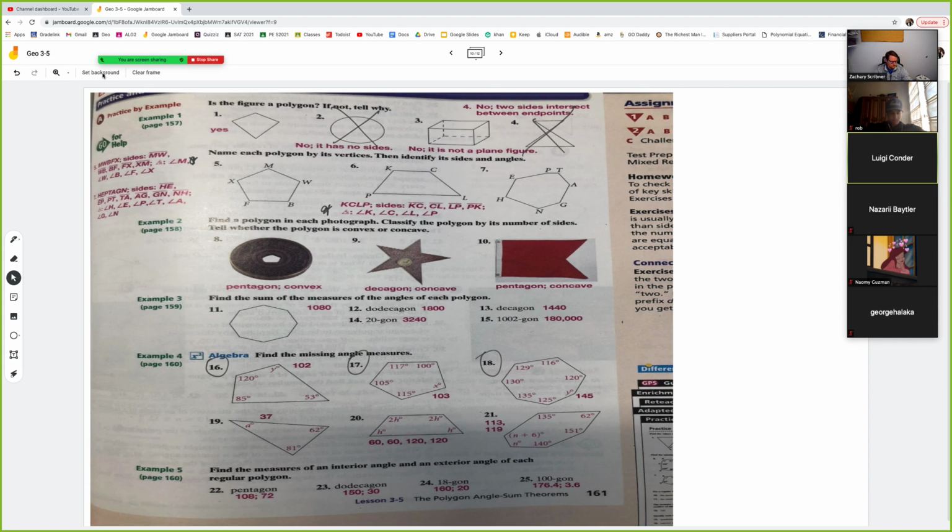Mr. Scribner, do we have to write this in a notebook, or are you just going to ask us verbally? Neither. This is for your own benefit.